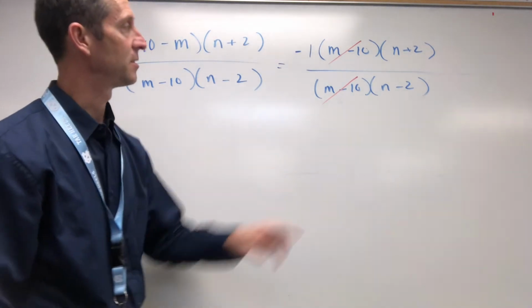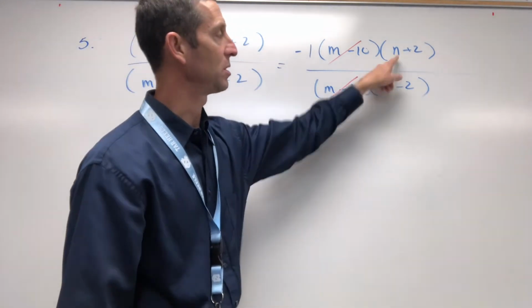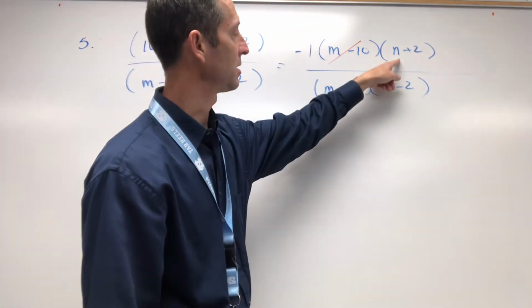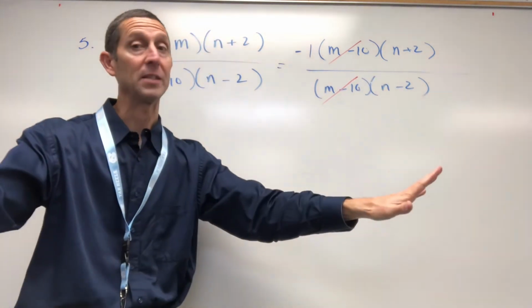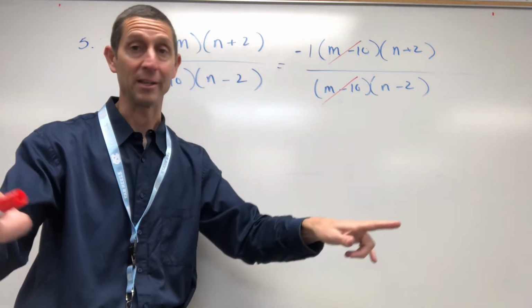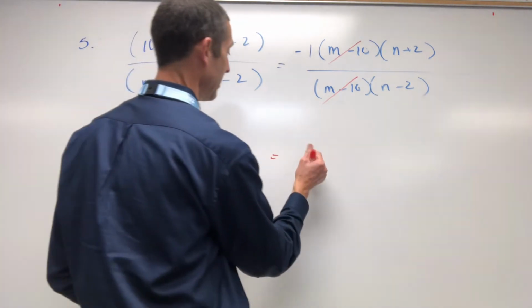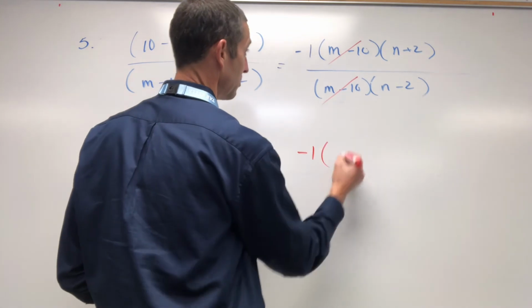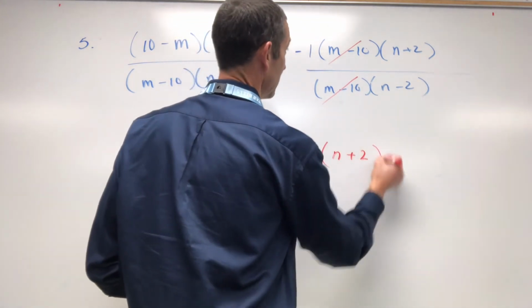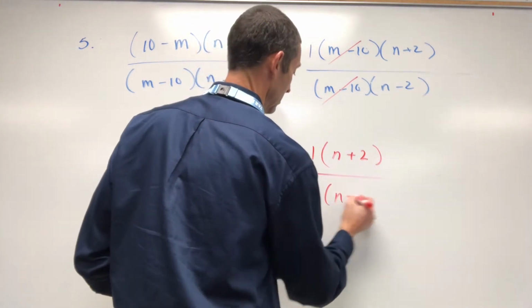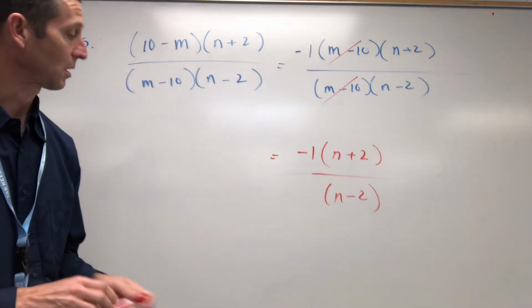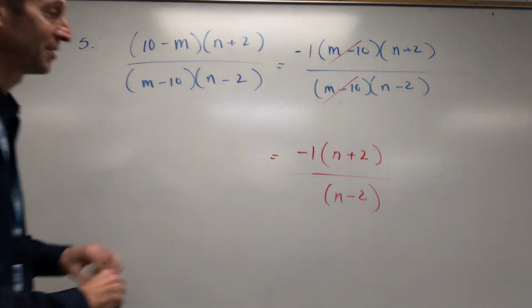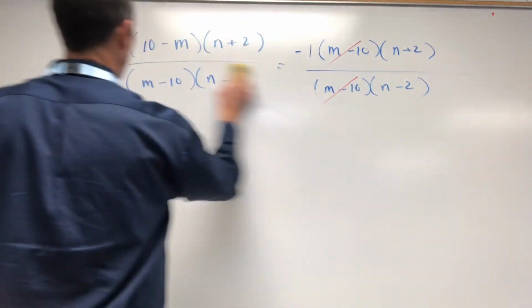Bad news is they want you to think you can do something here. This is n plus 2, this is n minus 2, that plus sign there, that minus sign there. That's a no-go. They're not ever going to cancel out. So our final answer is just going to look like this. -1, n plus 2 over n minus 2. And then that's all you can do to that. All right, 1 left. Let's roll it right now.